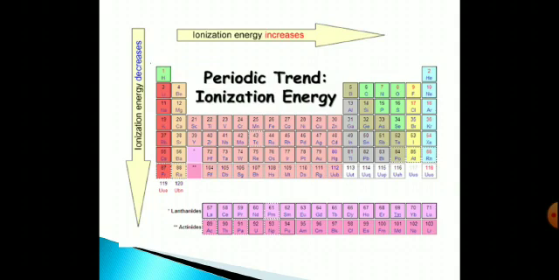The electrons are loosely bound, so less energy is required to remove the electron. So, ionization energy decreases from top to bottom in a group.